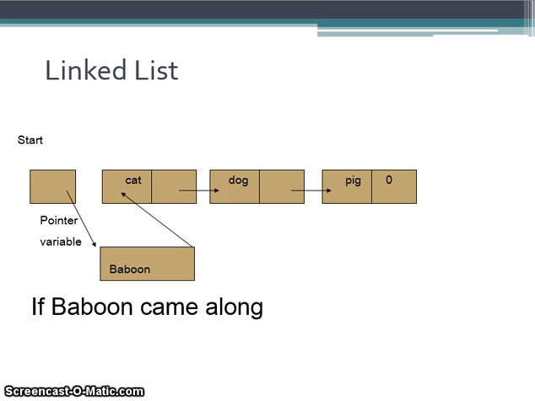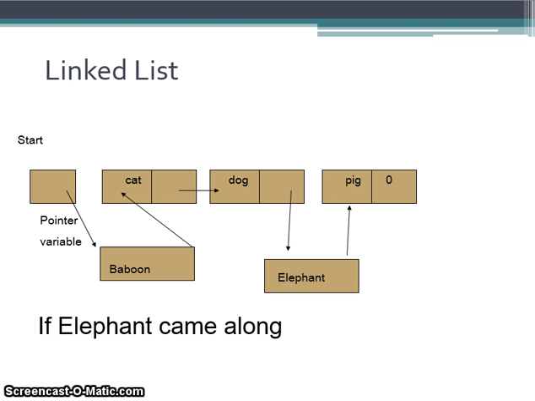Going to our first example, there's the linked list. If a baboon came along, it looks something like that. The start would indicate we're going to the baboon first, then to cat, then to dog, then to the pig. If an elephant was added, can you see where the elephant would go? That's right, the elephant would go there.